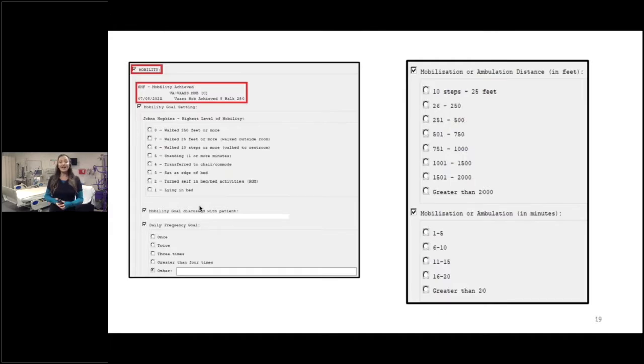And then if you have a stride program, some of the facilities do, some don't, but there is documentation in here for how many steps and how many minutes.